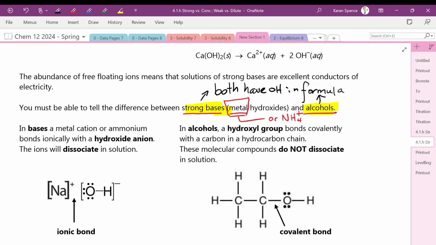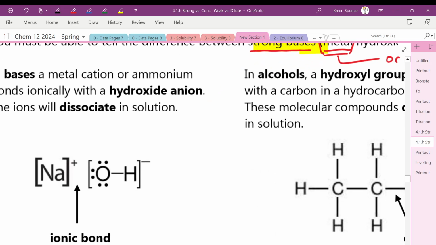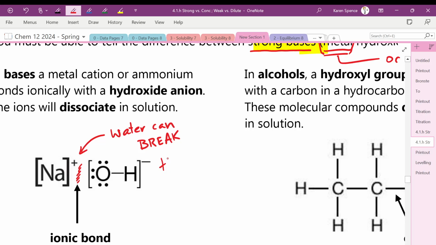And if we look at our metal hydroxide, in between the positive ion and the negative ion, we have an ionic bond, yes? An ionic bond. And what can water do with ionic bonds? It can break them. Water can break ionic bonds. Not if they're too strong. That's where you end up with things that are not soluble. But for the most part, water can break them. I guess I should write ionic bonds.